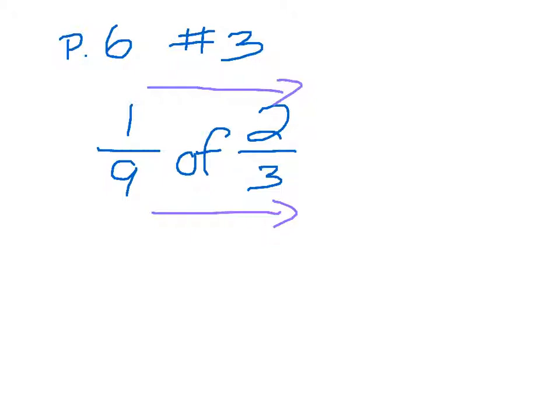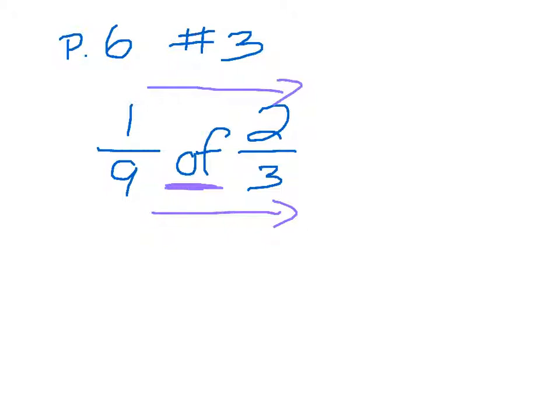Now you look at the word of. Does that mean multiplication? Yes, it does. Think of groups of. So I want 1/9 of a group of 2/3. So we start with 2/3. That's pretty small. And I don't even want all of that. I only want 1/9 of that 2/3. This is going to be a very small answer. So our fraction piece for an answer should be incredibly small.